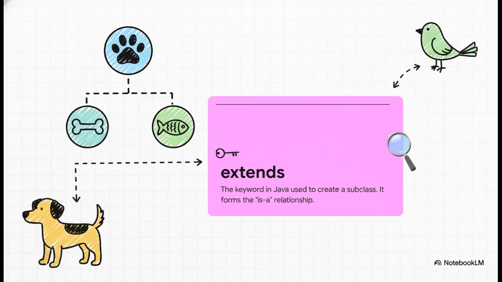Seriously, that extends keyword is everything. It's you telling Java, hey, this new class I'm making, it's an extension of that other one. This is what forms the famous is-a relationship. A dog is a pet. That's the core logic that makes this whole thing work.